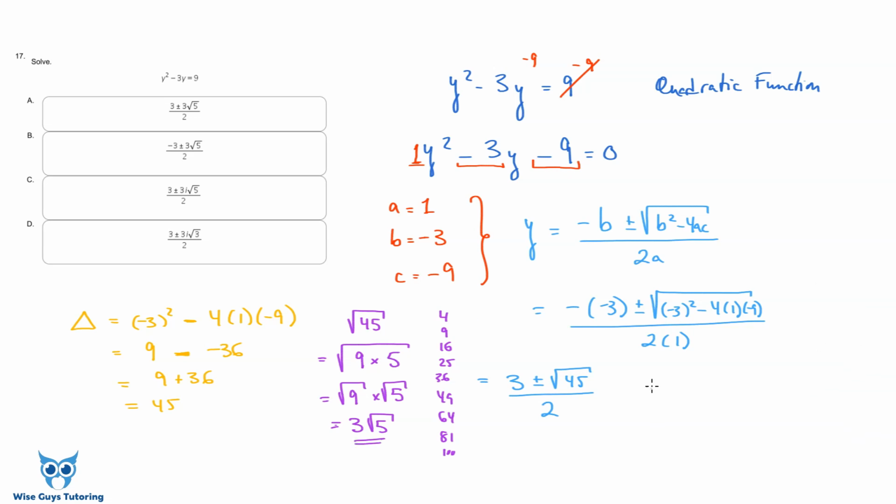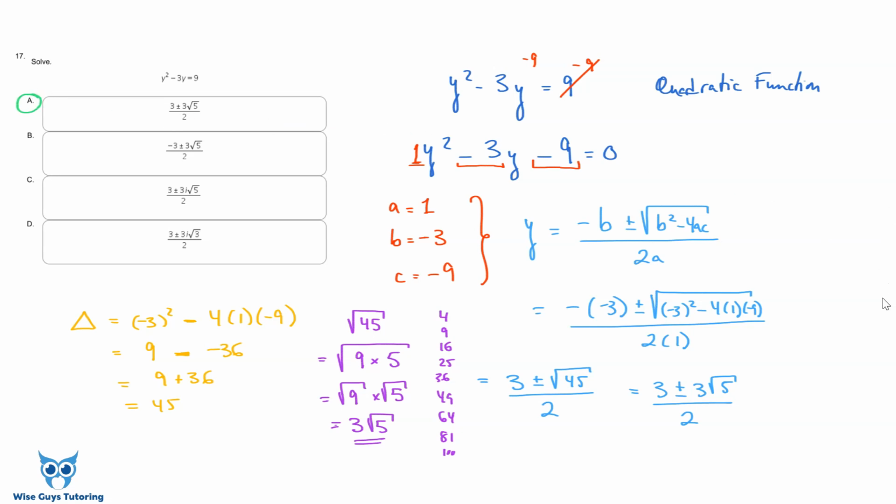So that's what I'll do now. I'll say 3 plus or minus, instead of square root 45, now I'm allowed to put 3 root 5. And I'll divide that by 2. Now that is one of the answers. As usual, it's A. Okay?